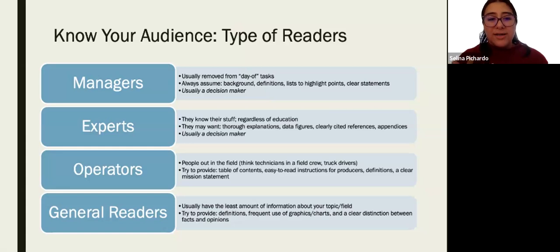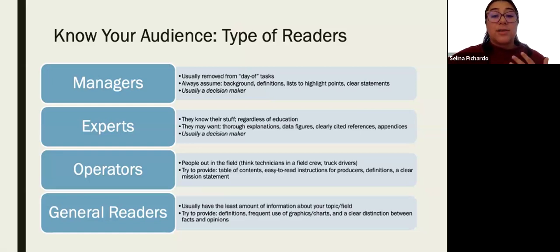Continuing with knowing your audience is also knowing the type of readers. I didn't really want to highlight this, because I thought this is self-explanatory, but I've already mentioned the words experts, managers, decision makers. So let's go ahead and review the types of readers you might experience. There's usually four groups of readers.